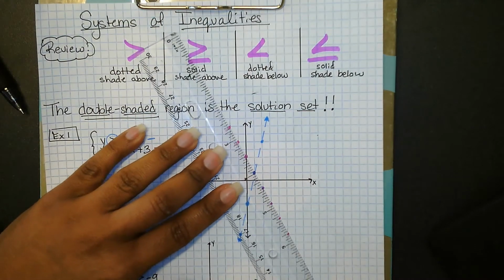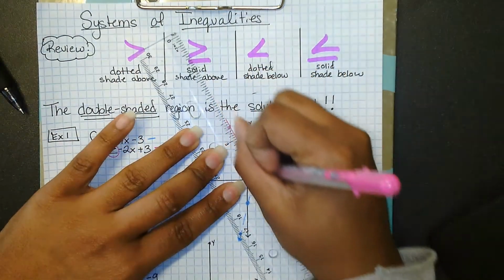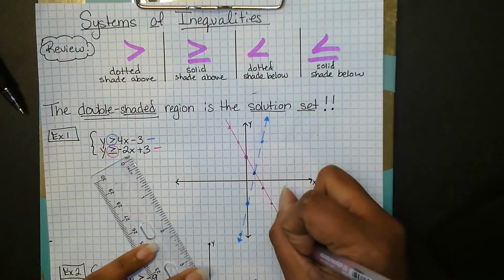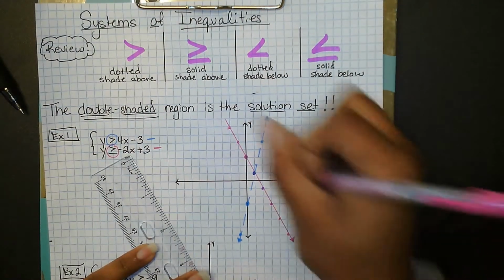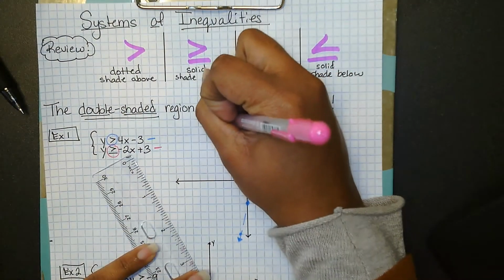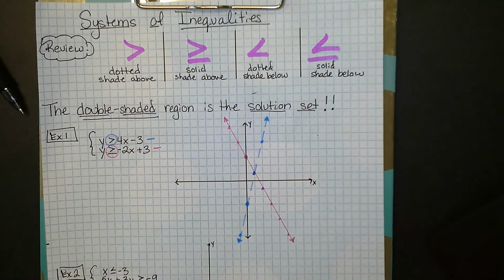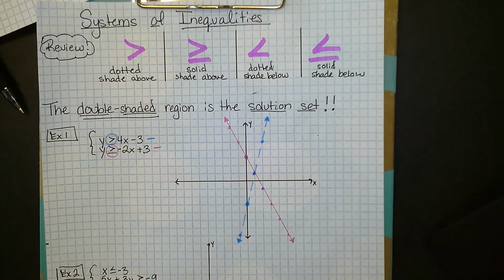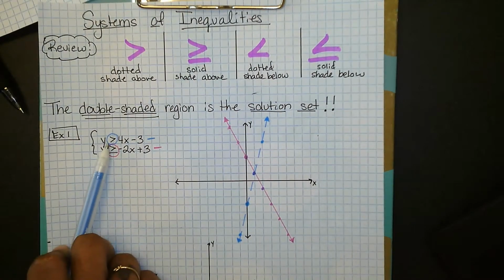Okay. Let's go ahead and add this solid line. Add my arrow. All right. Now we're almost done. So the last thing we need to do is include the shading on our graphs. So we refer back to our symbol here.